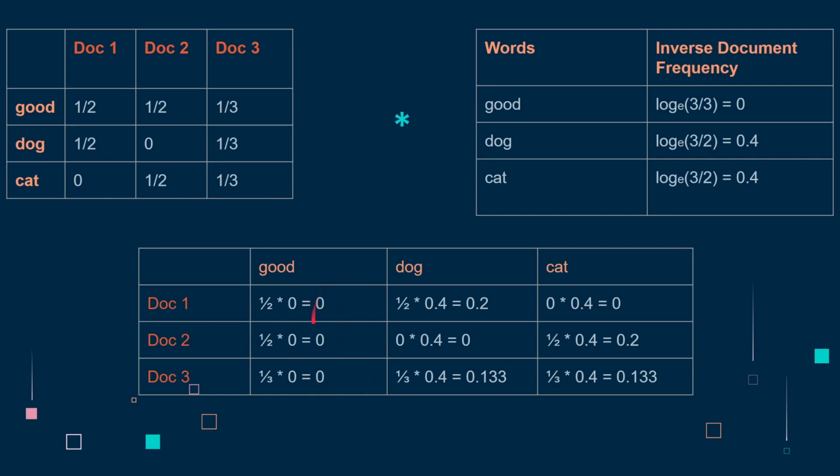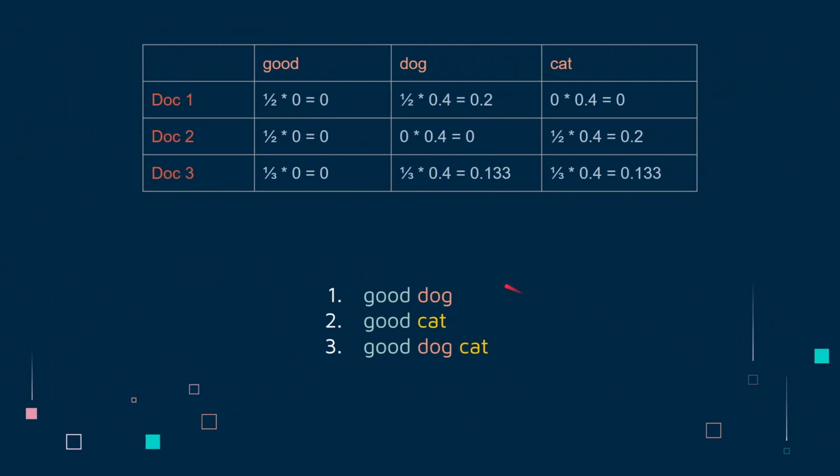Why is it 0? Well, this is the essential idea behind TF-IDF, right? We're giving more weights to terms that are rare. For example, dog and cat. They only appeared twice in each document, while the word good appeared in all of them, right? So we can assume that the word dog and cat have higher meaning, right? So that's why we're giving them more weights, right?